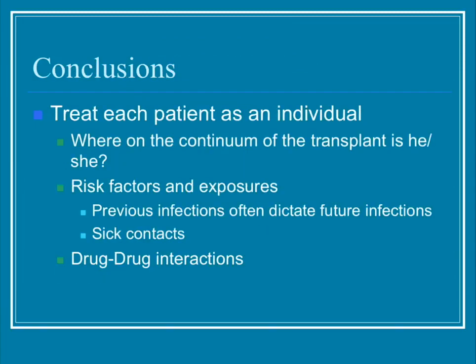So, conclusions: treat each patient as an individual. Sometimes we get into this idea of, well, they're all neutropenic fever, I'm going to treat them all the same. I'm like, not quite, because they've had different chemotherapies. They've had different infections prior. Maybe this person on the right had UTIs, but this one on the left did not. Where on the continuum of transplant is he or she? How neutropenic, for how long, risk factors and exposures, sick contacts, drug-drug interactions, chemotherapy interactions with our drugs.